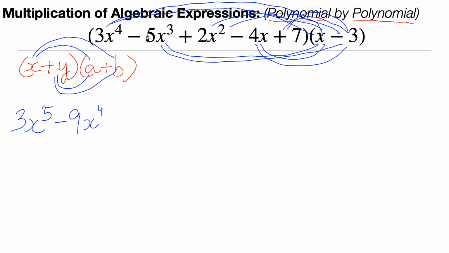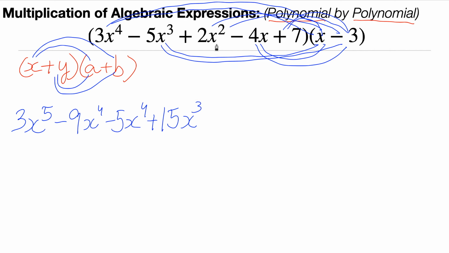Okay, next up is minus 5x cubed multiplied by the x. So copy the numerical coefficient, x. Then 3 plus 1 is 4. And then minus 5x cubed times minus 3, they both have the same sign, so it's gonna become positive. 5 times 3 is 15. Okay, and then copy the x cubed, since there is no x in this constant.